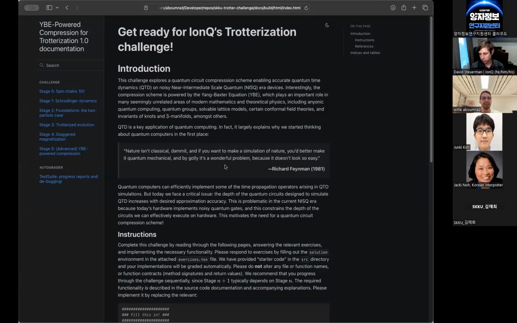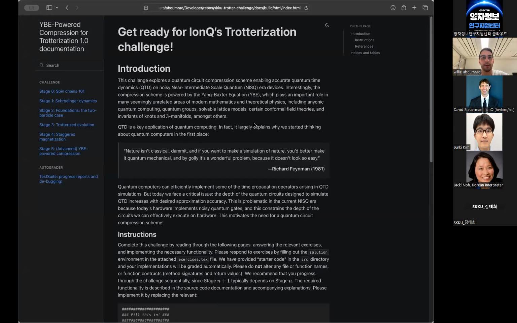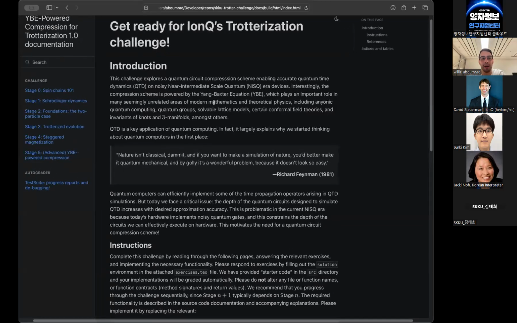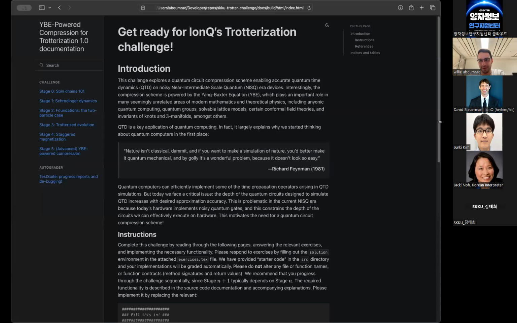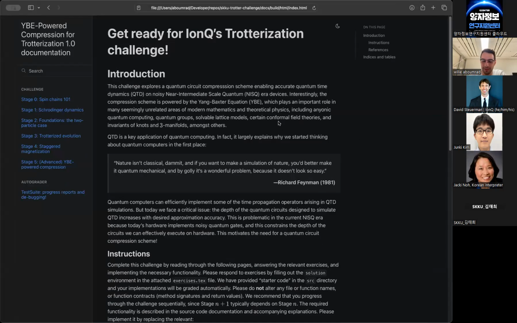So let me start by introducing this challenge. This is a trotterization challenge. This means that we want to use a quantum computer to simulate quantum time dynamics. I think it's a very cool problem for a number of reasons. One of them being the fact that this is basically why we started thinking about quantum computers in the first place.